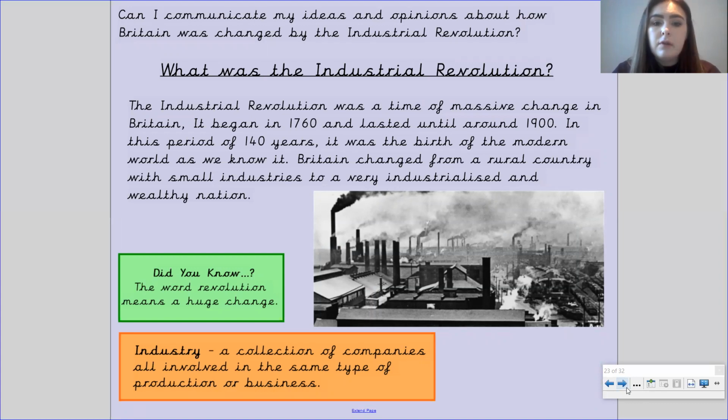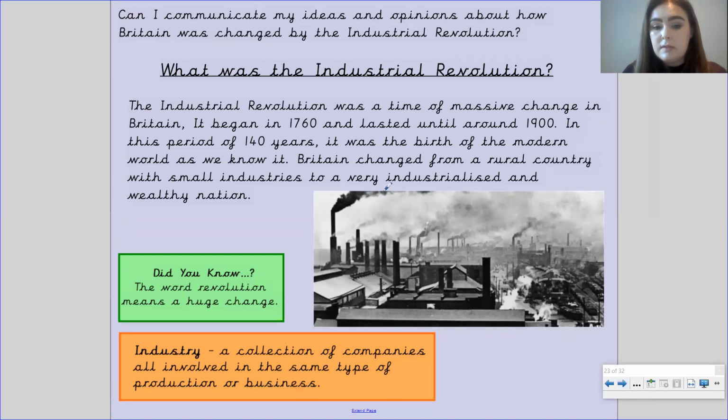So the Industrial Revolution was a time of massive change in Britain. It began in 1760 and it lasted until around 1900. In this period of 140 years, it was the birth of the modern world as we know it. And Britain changed from a rural country, so that means a country with lots of countryside, lots of fields and things like that, with really small industries, to a really industrialized and wealthy nation. And did you know that the word revolution means a huge change? And the word industry is a collection of companies all involved in the same type of production or business.